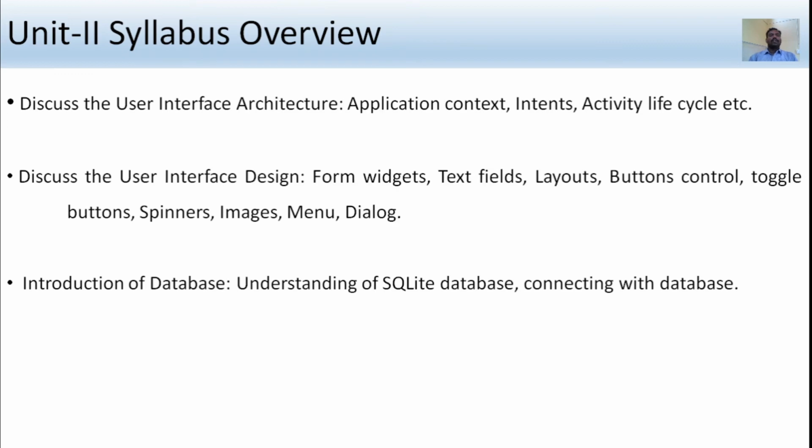Next, the second unit syllabus overview. Again you will discuss the user interface architecture: application context, intents, activity life cycle, and so on. Next, the user interface design: form widgets, text fields, layouts, button control, toggle buttons, spinners, images, menu, and dialog. Again you will discuss the introduction to the database, understanding the SQLite database, and connecting with the database. These are discussed in the second unit.